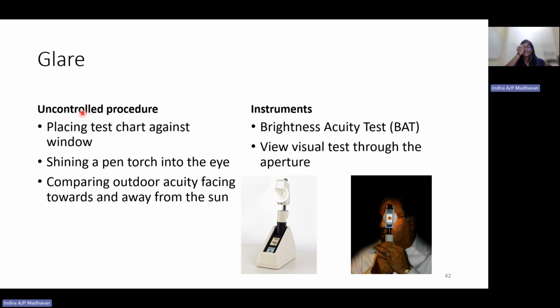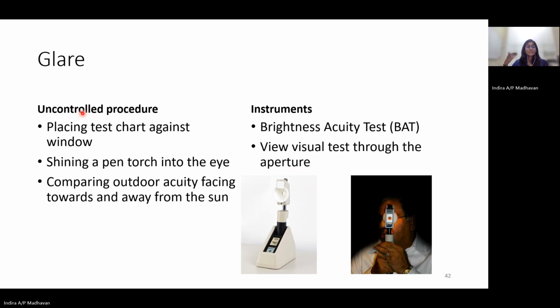Just place the test chart against the window. So move the reading chart or the distance VA chart to the window side, and then ask the patient to face the window. Because light is going to come from the window, it is going to cause the patient glare, and we see how much VA is affected based on that.